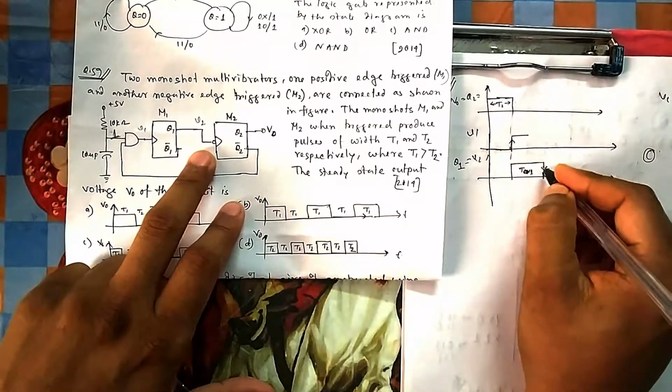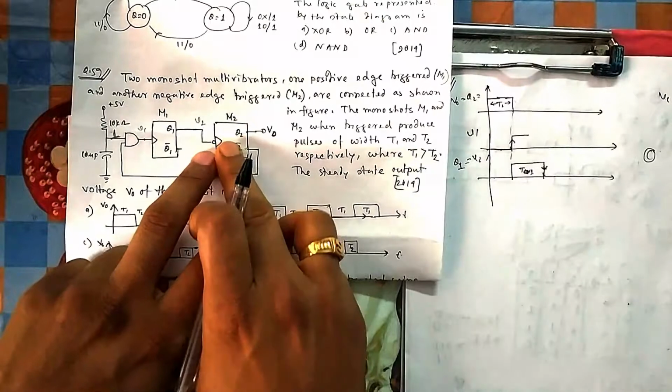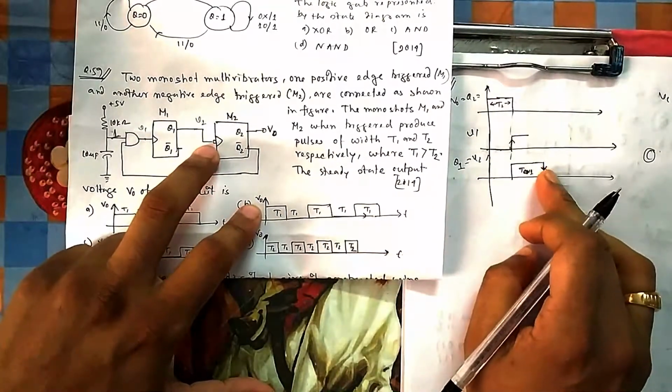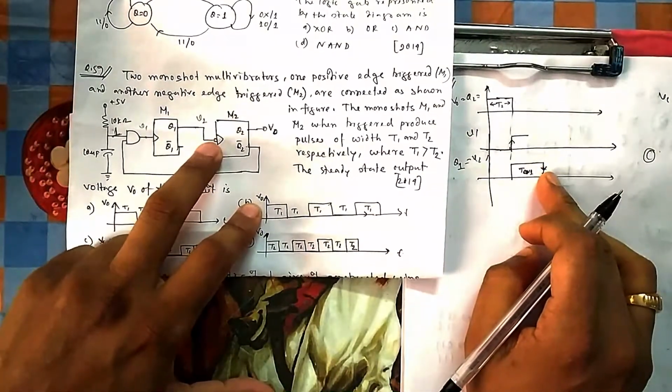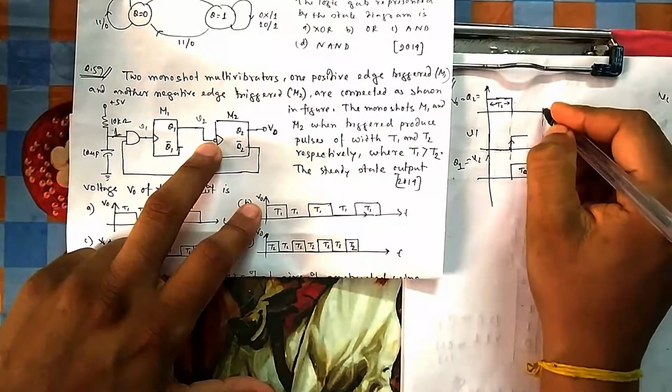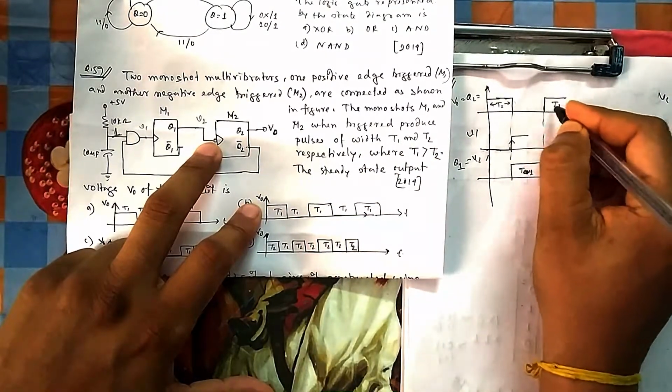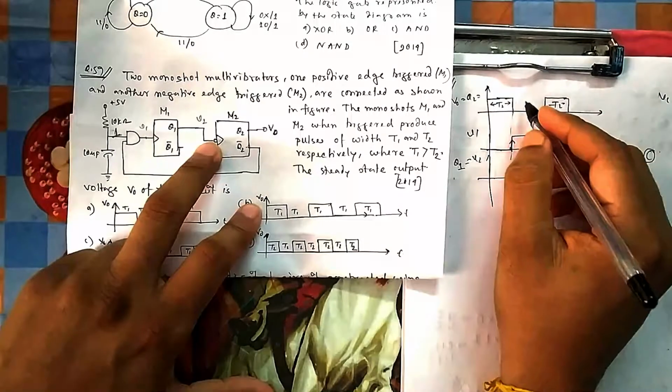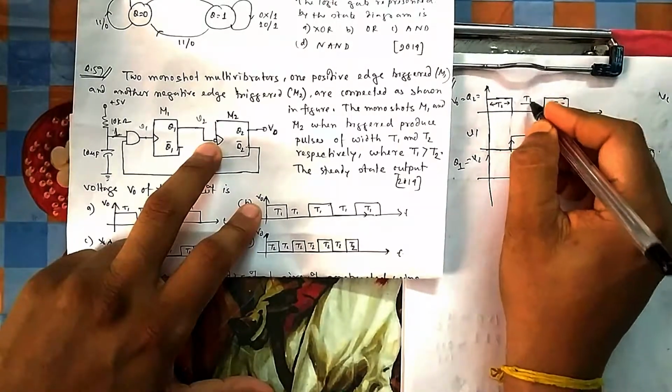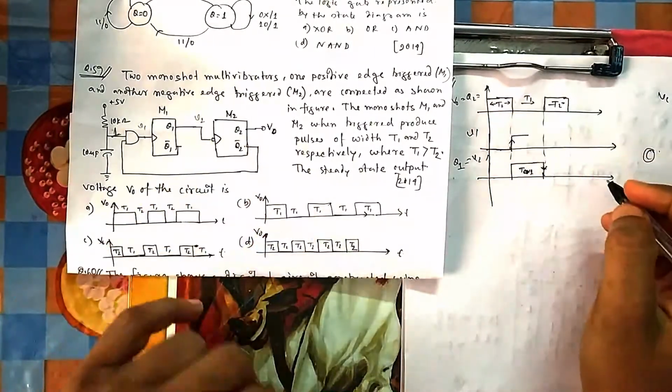Once it falls down, because it is now negative edged, this clock V2 is falling, so it will come to 1 now. So this will repeat again. This will be for T2 time. So if you see this, this duration is T1 time, this duration is T2. So you can see which option will be the correct option.